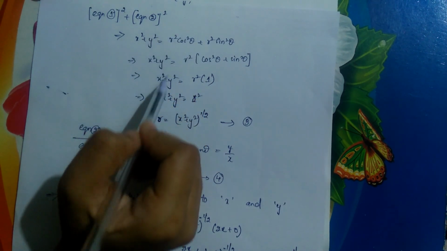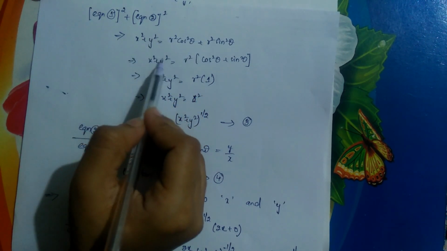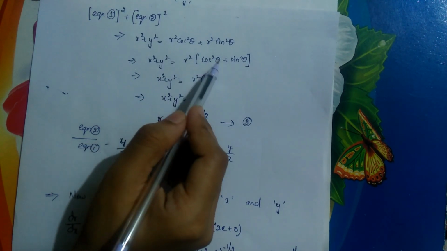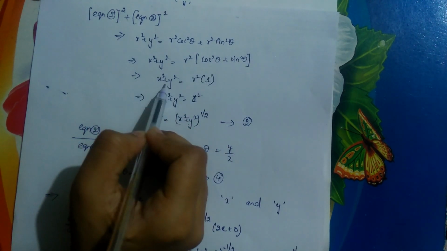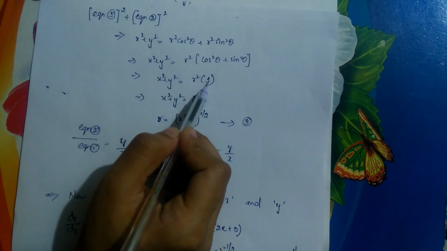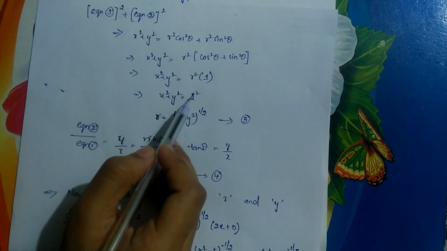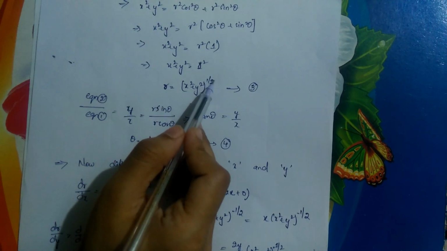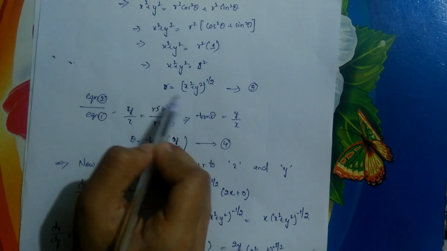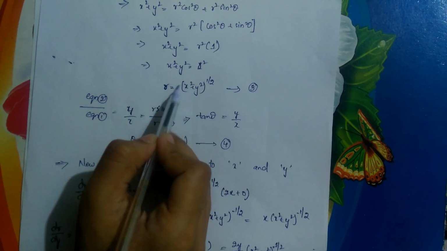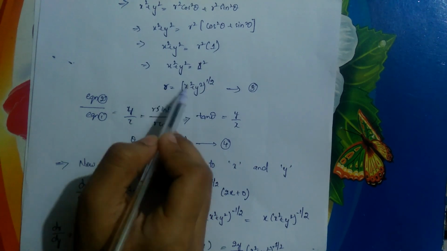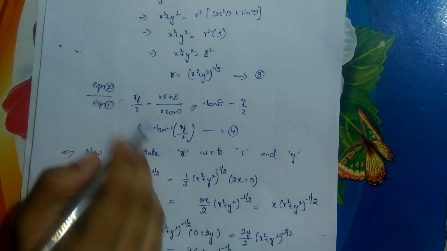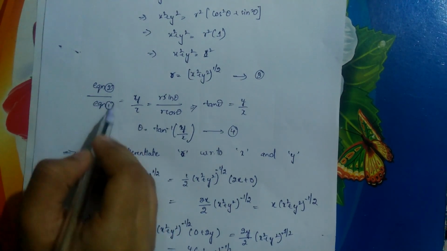For that we are doing this calculation. Here x square plus y square equals r square, taking r square common, of cos square theta plus sin square theta. Then x square plus y square equals r square into 1, that is x square plus y square equals r square. So from this, r equals (x square plus y square) to the power of 1 by 2. So we got one equation, for r in terms of x and y, and we can easily derive this now. Now we have to get the theta equation in terms of x and y. For that we divide equation 2 by equation 1.